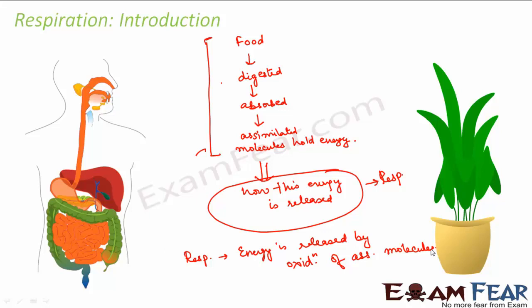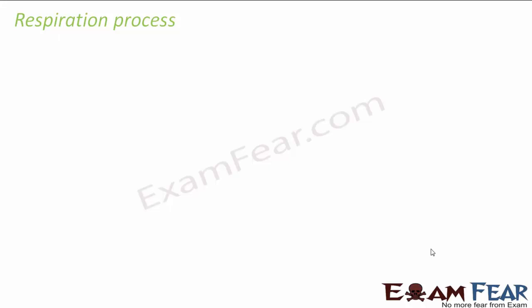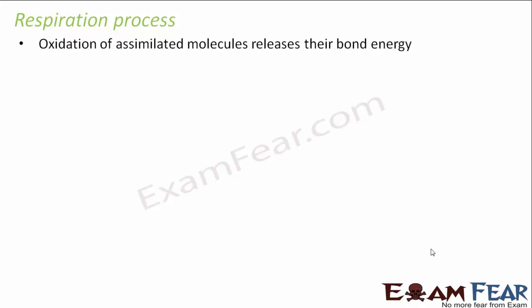Right? So here we will now talk about the process of respiration. What happens in respiration? As I mentioned, oxidation of assimilated molecules releases their bond energy, because once the food is absorbed, its energy is stored inside molecules. So the energy is stored as the bond energy of the molecules. We want to free that energy. We want that energy to get released. So what happens? Oxidation of the assimilated molecules.